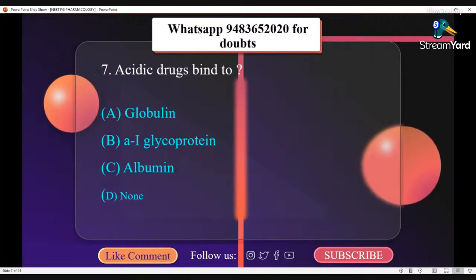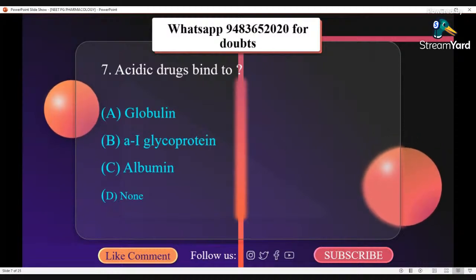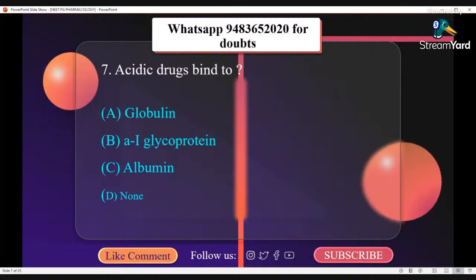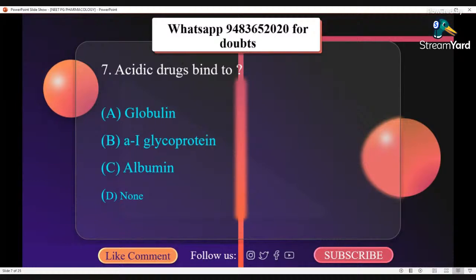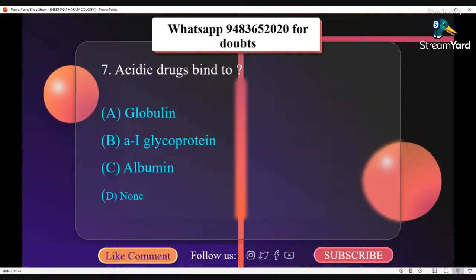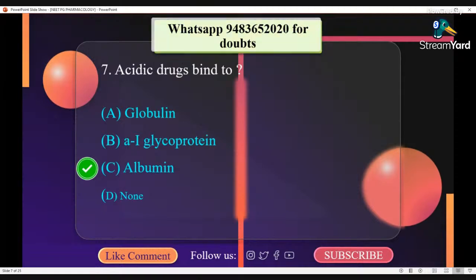Acidic drugs generally bind to plasma albumin, whereas basic drugs bind to alpha-1 acid glycoprotein. Binding to albumin is quantitatively more important. So the correct option here is C.